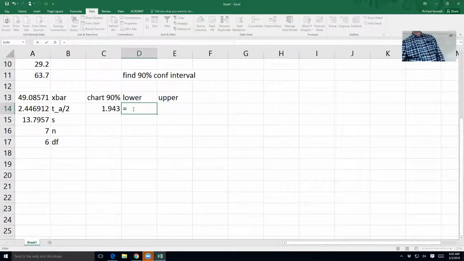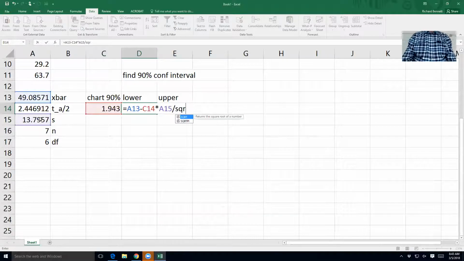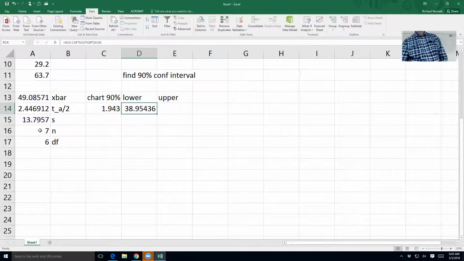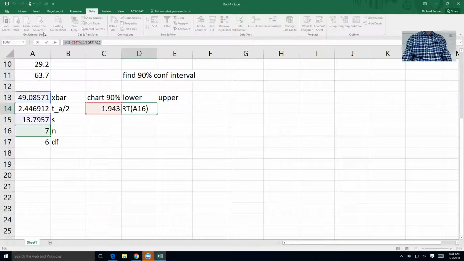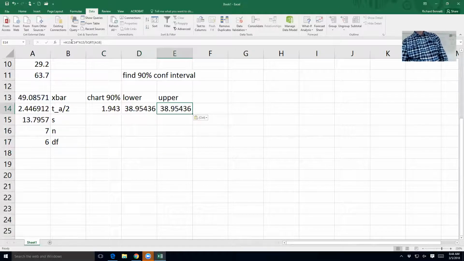Equals the x bar. Okay, x bar minus E. And what value is that? No, we're doing a 1.943 this time. Okay. Times that by S, and divided by the square root of n. Okay. Now I copy that, paste it, change that minus to a plus.